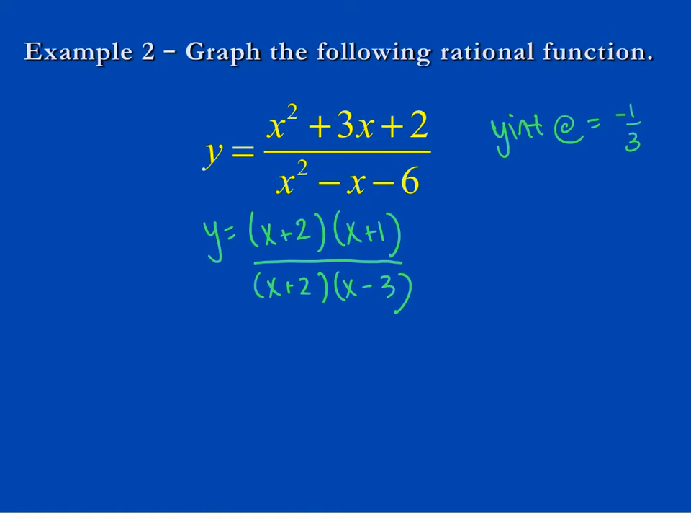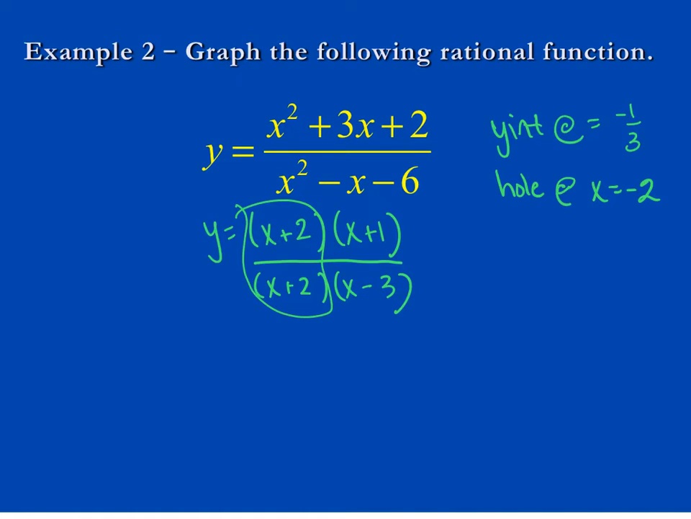I did this on purpose because you'll see that we have a common factor in the numerator and the denominator of x plus 2. If you look back at your notes, you'll know that that means there's going to be a hole when x plus 2 equals 0. So this example has a hole at x equals -2. So the graph is not defined at x equals -2.